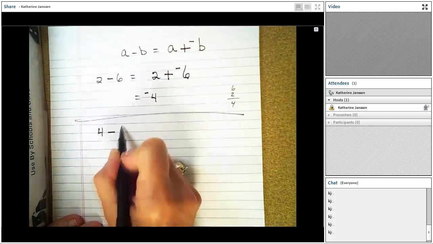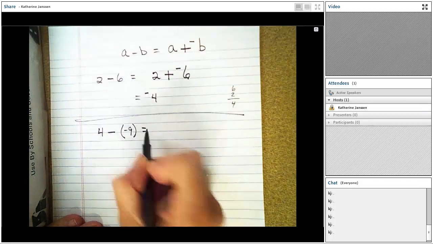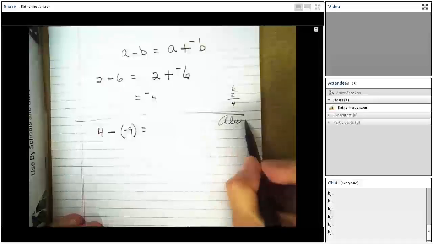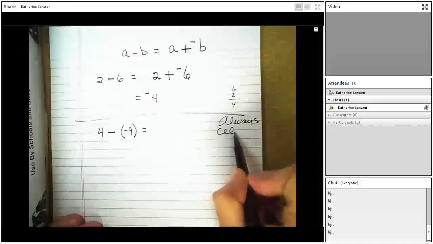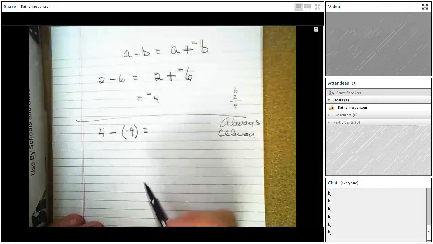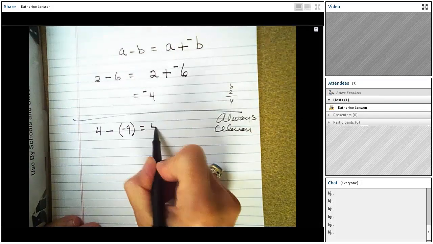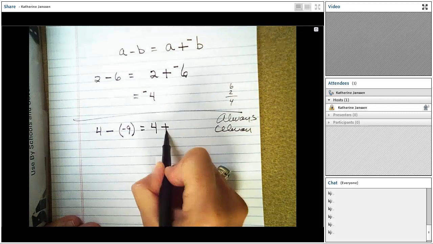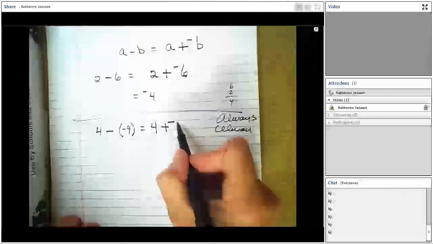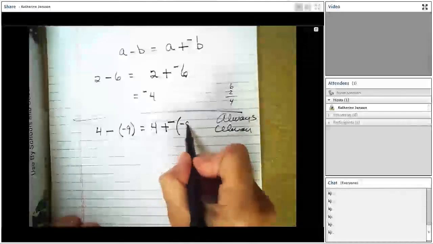For subtract the opposite of 9. We always change subtraction to addition and add the opposite. Change subtraction to addition and add the opposite of the number that I'm subtracting, which is a negative 9.